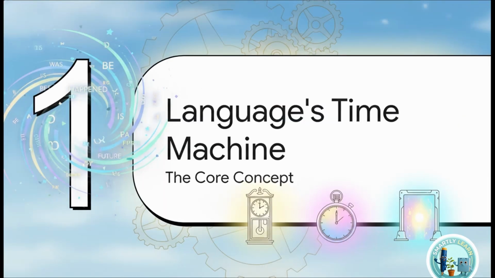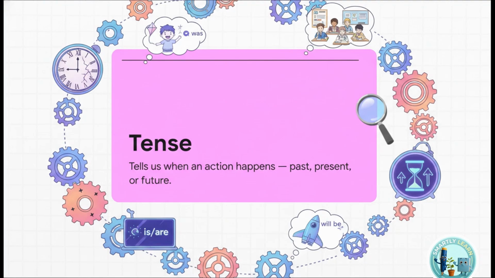What is this time machine, really? Well, it all boils down to one super simple but really powerful idea. You see, the core of this whole thing is something called tense. And a tense has just one job, a really important one. It tells us when something happens.